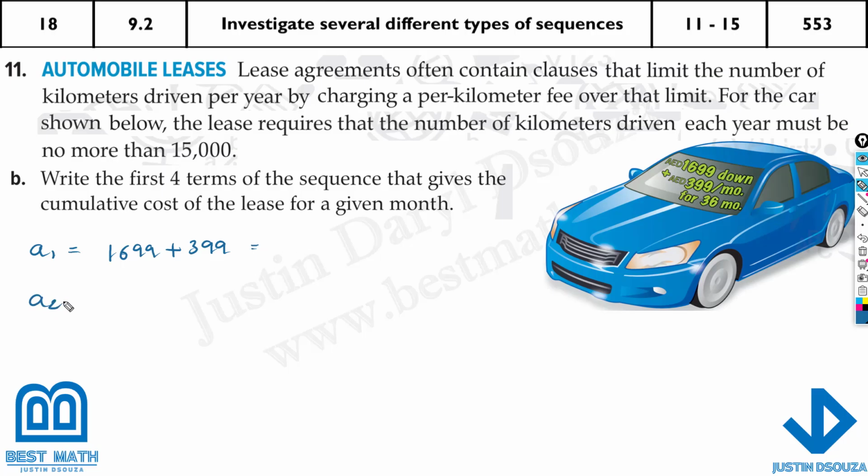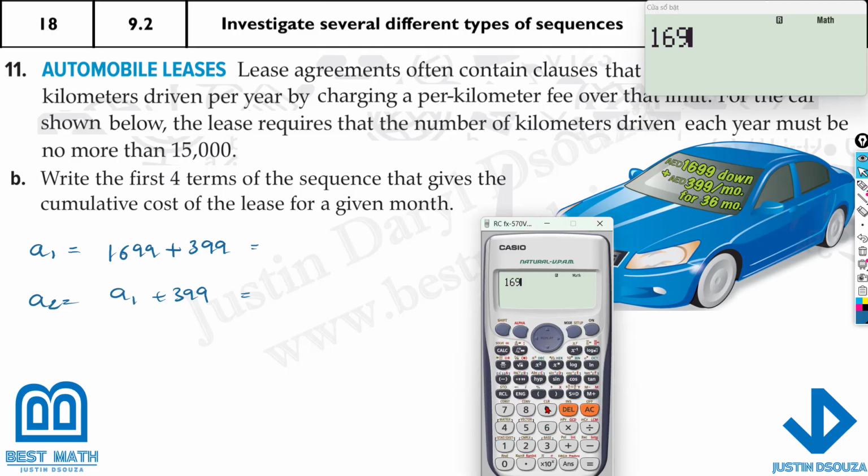So here that would be the answer. Now the next term would be whatever is the first term, you add 399. That would be it. So here you can just use the calculator and you can find all the four terms. We can do 1699 plus 399. That is 2098.